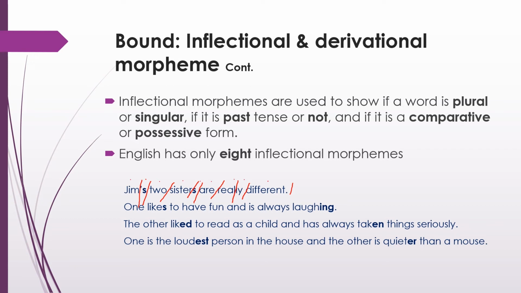And in here, s is a bound morpheme, one bound morpheme, is two bound morphemes, ly three bound morphemes, and the rest of them are free morphemes. Jim is a free morpheme, too is a free morpheme, sister is a free morpheme, are is a free morpheme, real is a free morpheme, and different is a free morpheme as well. So you cannot separate more than this. As well, you need to separate these morphemes in a sentence.